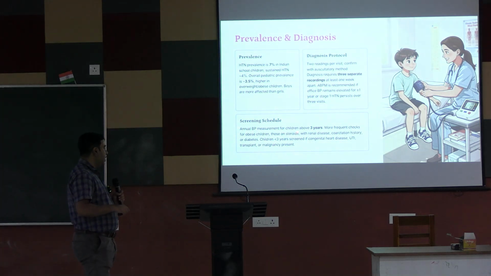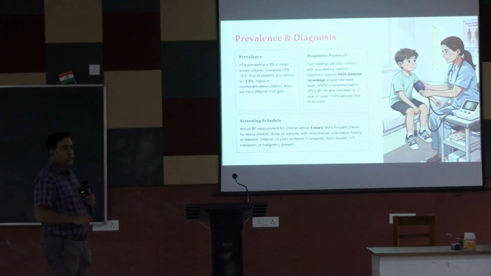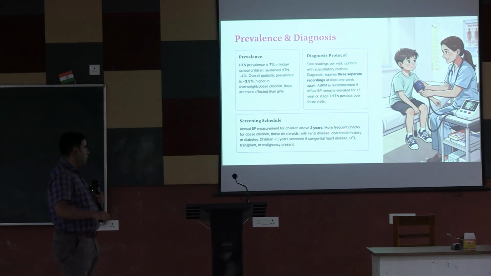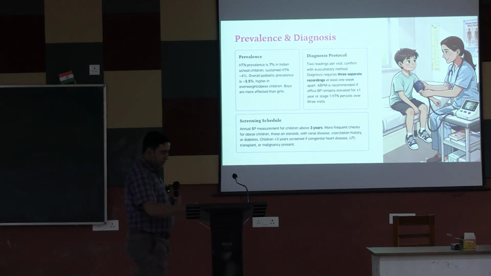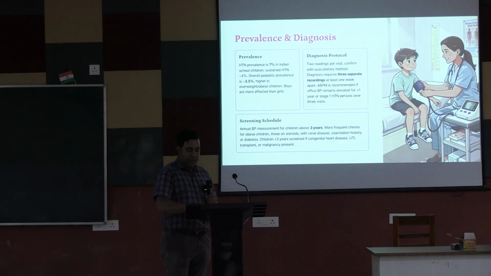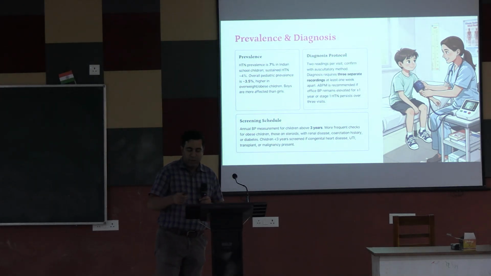What is the screening schedule? Annual BP measurement for children above 3 years. All children above 3 years should be screened annually for BP. More frequent checks for obese children and those on steroids, because steroids increase BP. Usually a patient with nephrotic syndrome, we screen for BP. Also if there is a history of coarctation of aorta or diabetes. Children less than 3 years are screened if there is congenital heart disease, UTI, any malignancy or any transplant. The usual schedule for children above 3 years is annually.